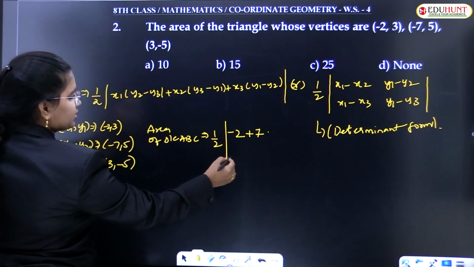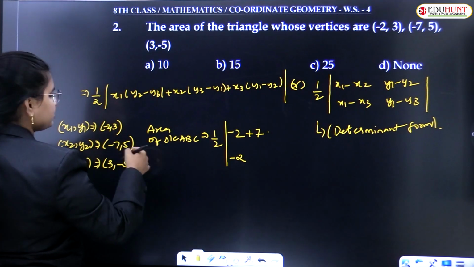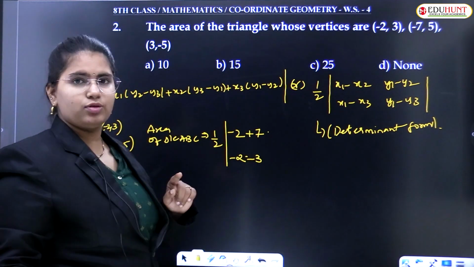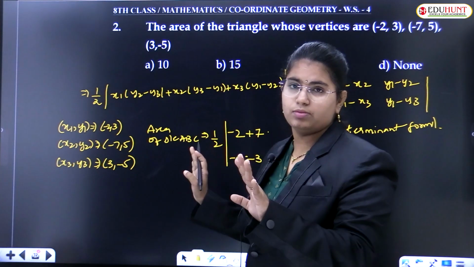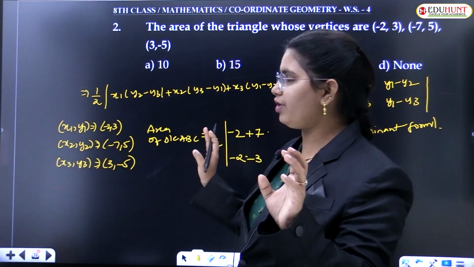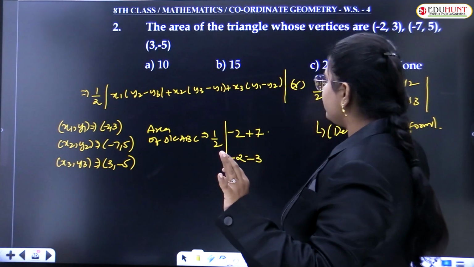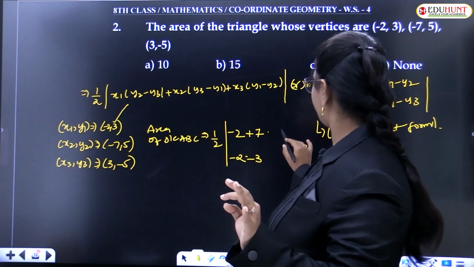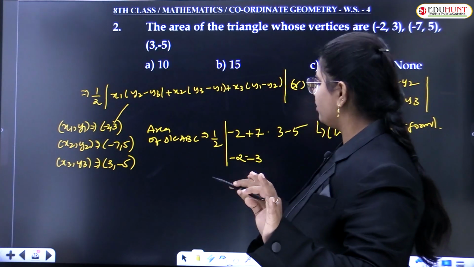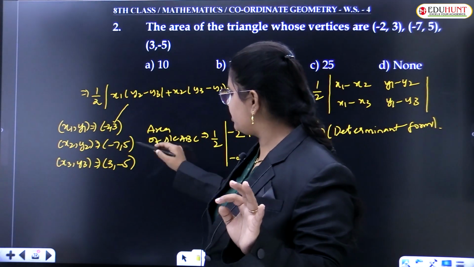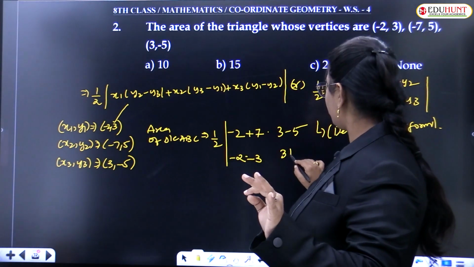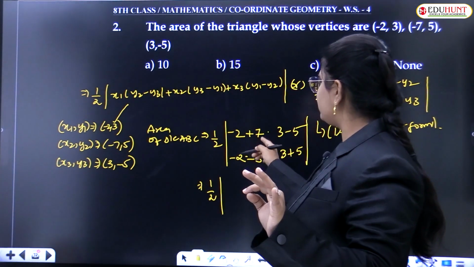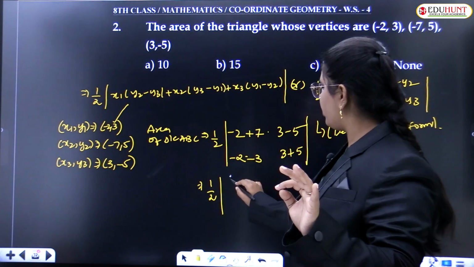Next, x1 minus x3 is minus 2 minus 3. What is x3? It is minus 3. Can you see here? I am just substituting the values, not doing more than that. Next, y1 minus y2 is 3 minus 5. What is y1 minus y3? 3 minus of minus 5 is 3 plus 5. Okay, so half, simplify it: minus 2 plus 7 is 5.